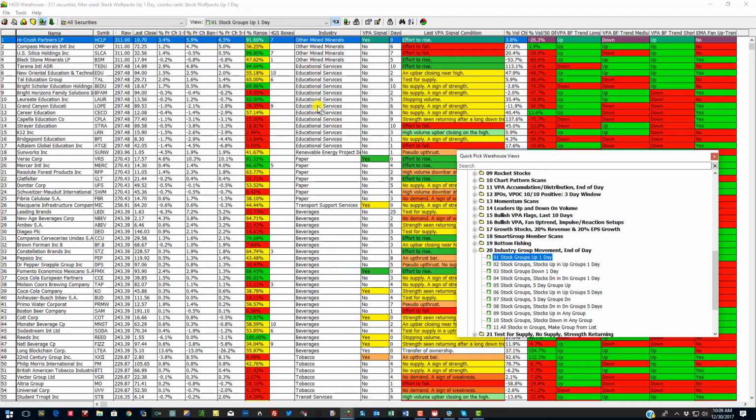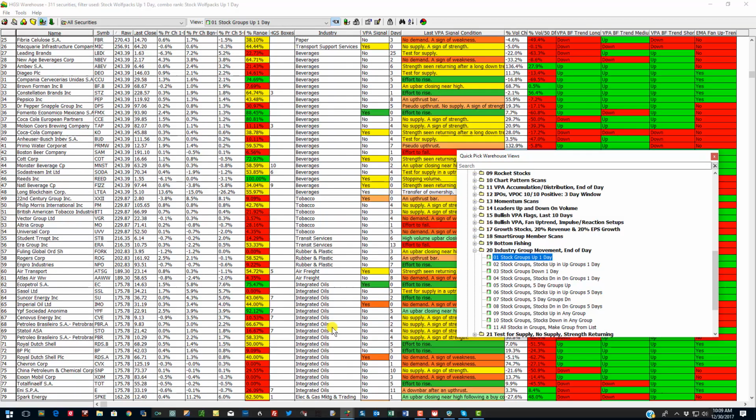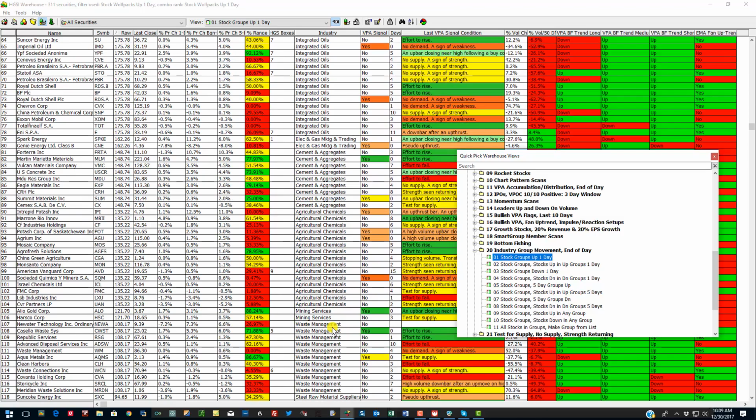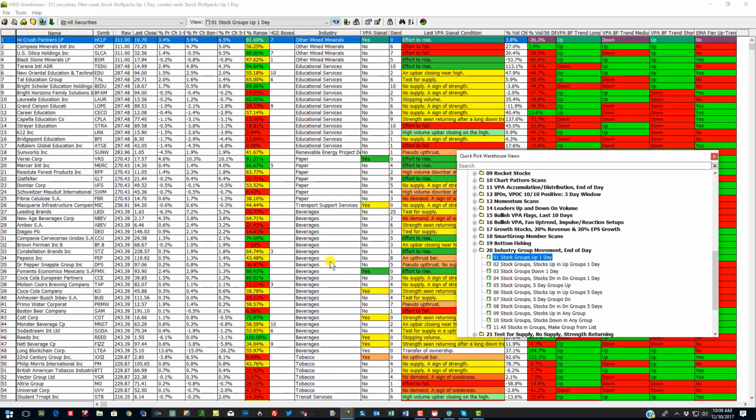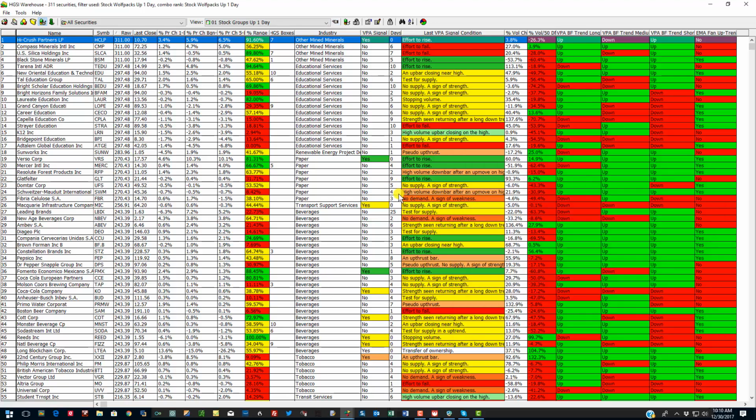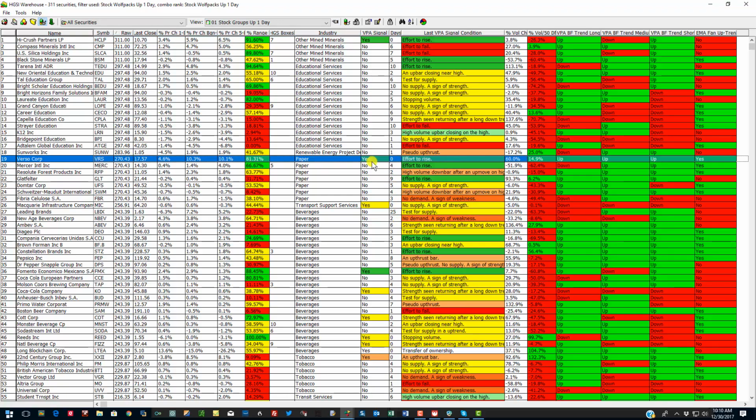So coming back to this, these are the ones where there was strength yesterday, and this is a place that you could use for prospecting purposes. And there are several ways to do this. I'm not going to get into them, but let's just use this as an example.